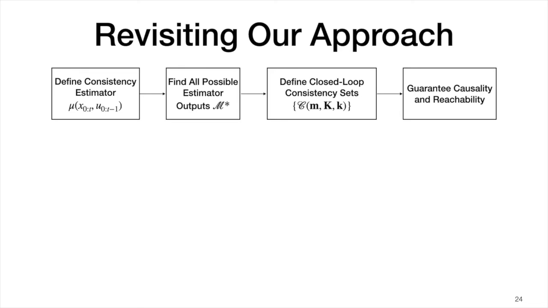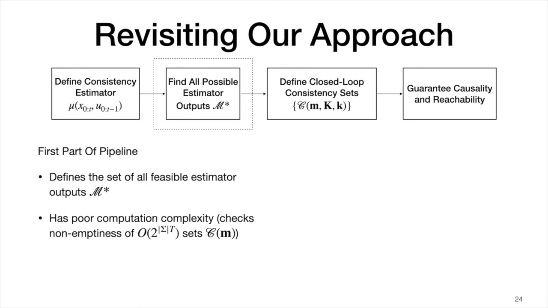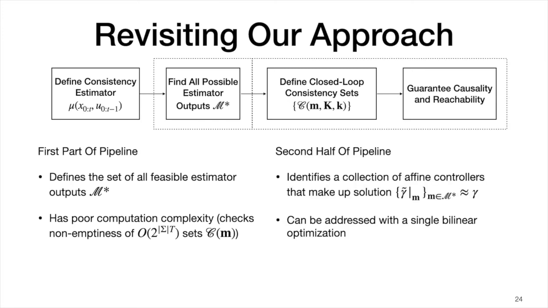So, in summary, the first part of this pipeline defines the set of all feasible estimator outputs and is quite computationally complex. It creates the profile M star. The second half of this pipeline identifies a collection of controllers for each sequence M in the profile M star. It formulates a bilinear optimization problem that steers every bold M's closed loop consistency set into the target set.